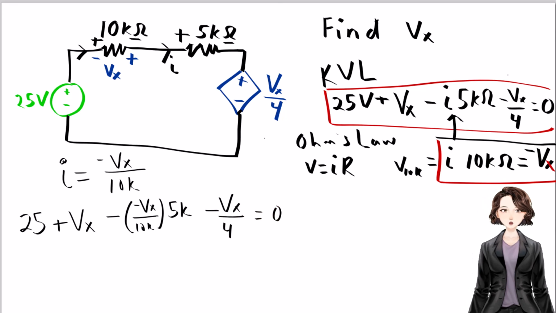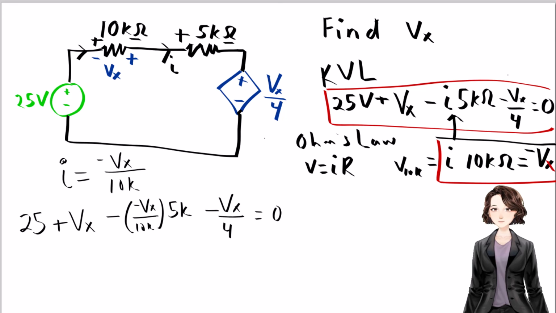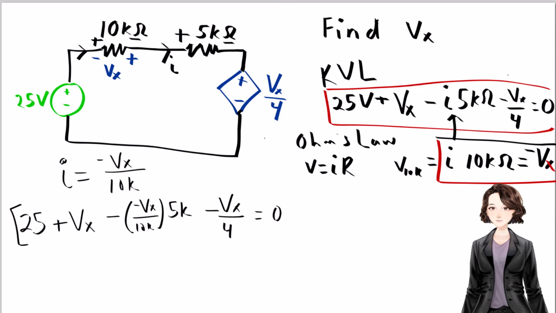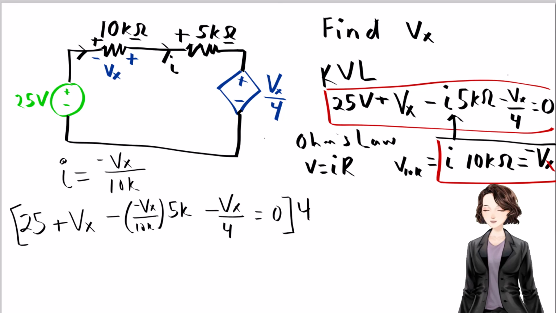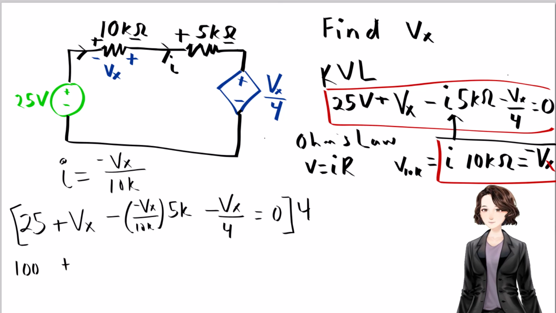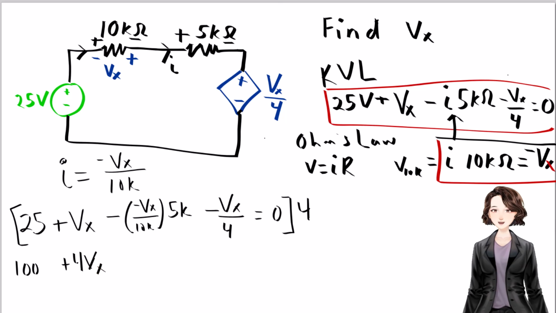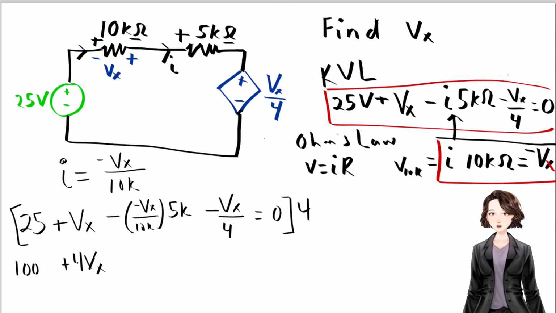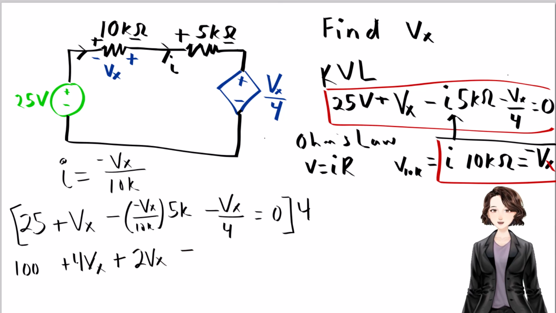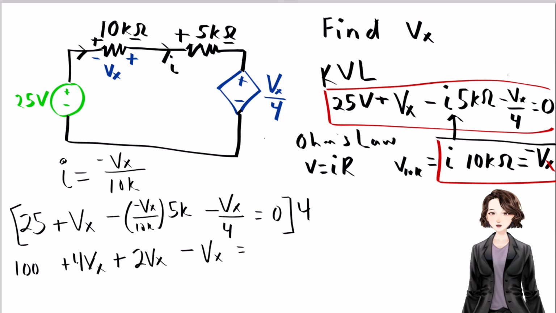So now you have one equation all in terms of Vx, and you can just simplify. If you want to watch me do the math, we can. Multiply this whole thing by 4. I think we'll simplify it. We'll get 100 here, plus 4Vx. Okay, the 5k and 10k becomes 1/2. Then we multiply that by 4, we'll get 2. Our negatives will cancel out, so it should be 2 plus 2Vx. And then minus, when you multiply this 4, it becomes just a Vx. That's going to equal 0.